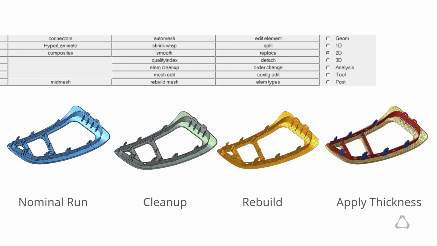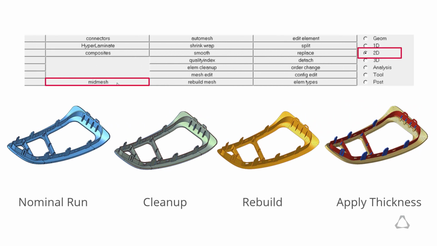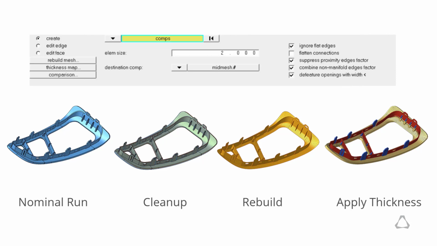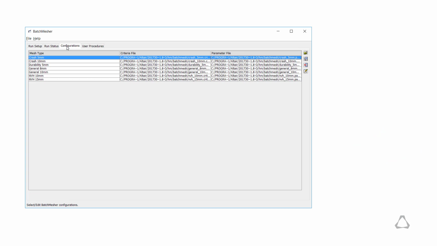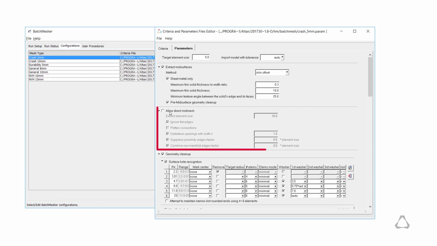All this functionality can be accessed from the 2D Pages Midmesh panel, the parts browser, or via batch mesher, where multiple parts can be midmeshed simultaneously. The parameter file has been extended with this new option.